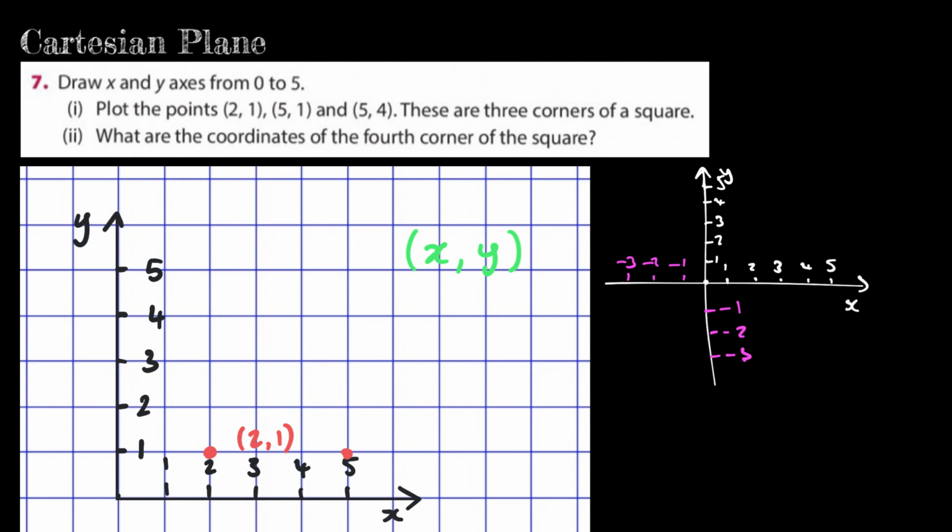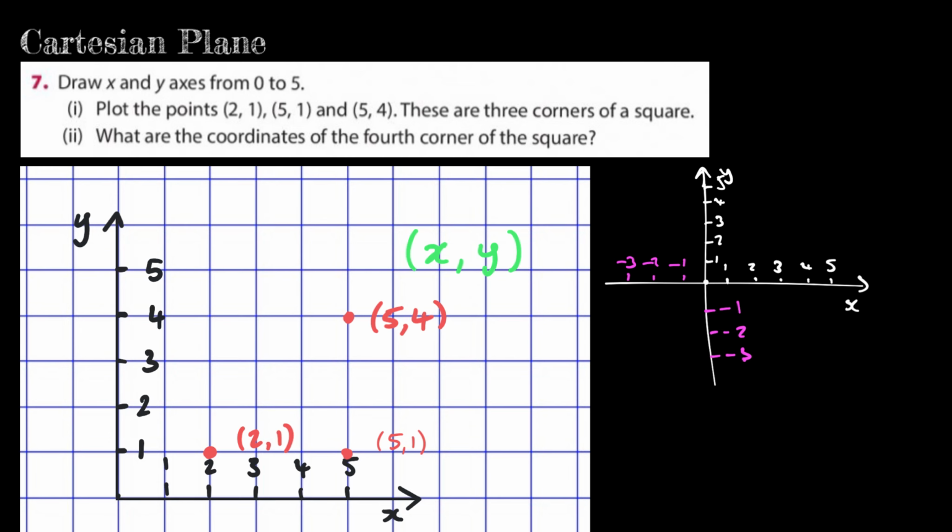So the next one there is going to be 5 and 4. So 5, 4 is the next one. So we come across 5 on the x-axis. So our x value is 5, so come across 5. And we need to go up a y value of 4. So we need to come up 4. So you can see there that that's going to be the point there, because that will be 5, 4. So I label that 5, 4. So that's those 3 points plotted.